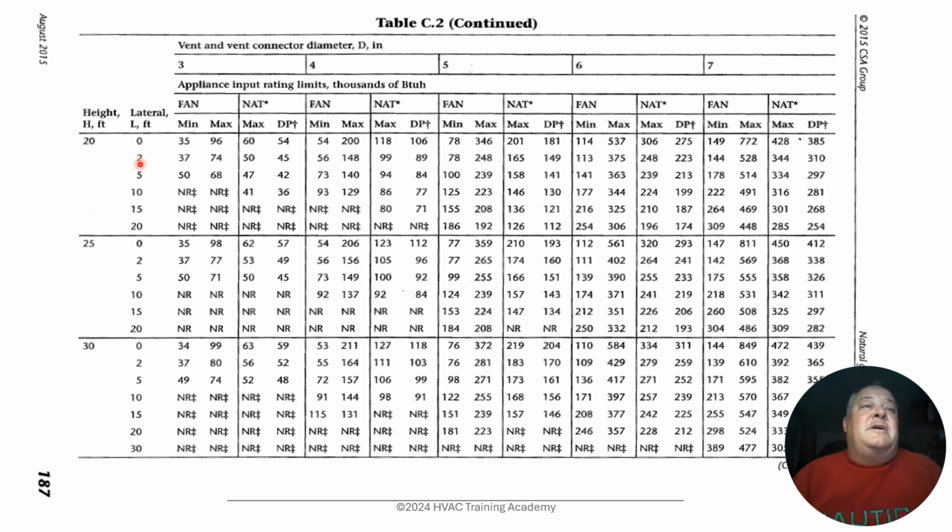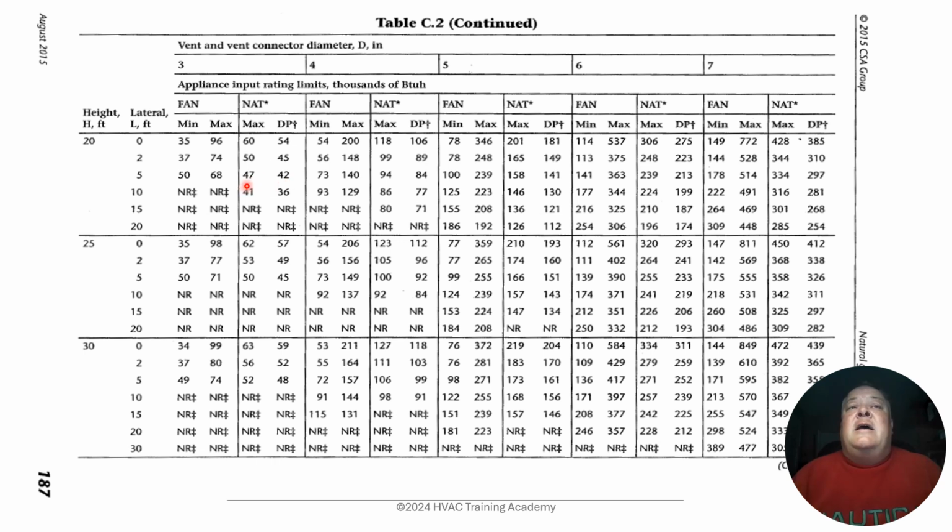We're looking at lateral at that point. I think we were at the 5-foot lateral. Again, I'm going by memory here. Sometimes I get ahead of myself and I'm not remembering exactly what I'm after. But we're looking at the 20-foot vent height, obviously. It looks like here we've got the 5-foot lateral. And again, we're running across, I think it was 51,000 BTUs.